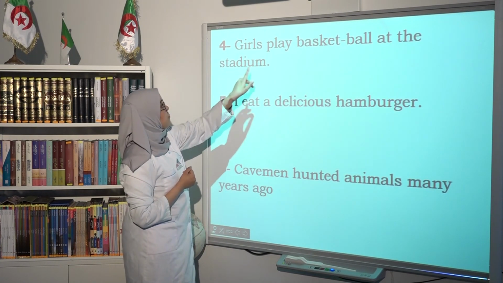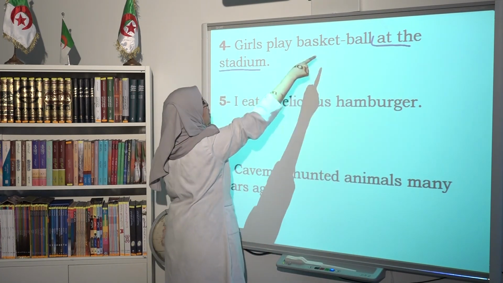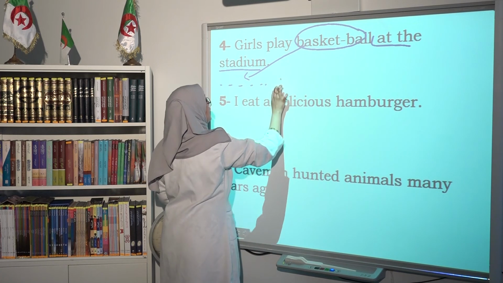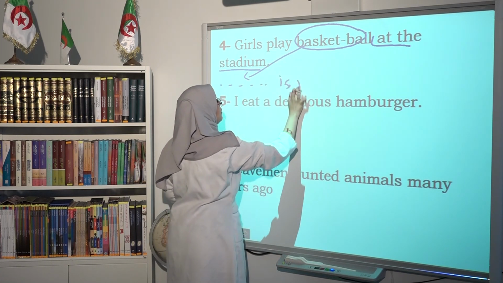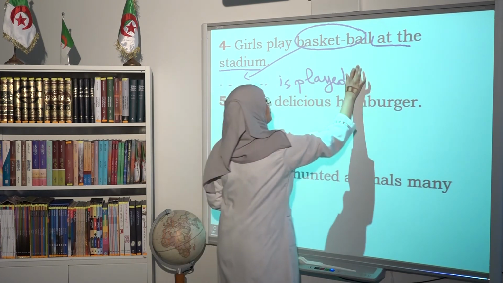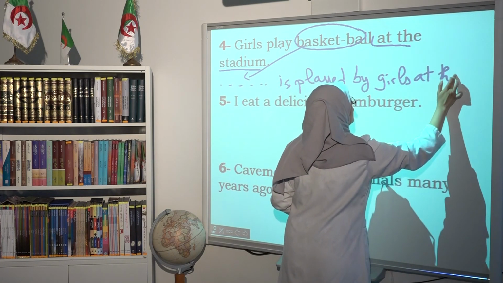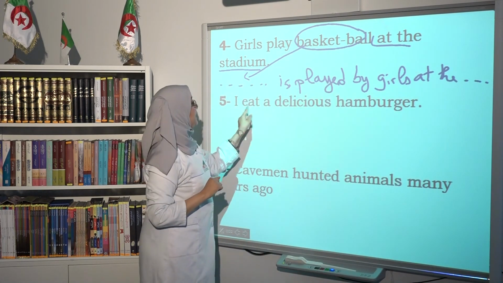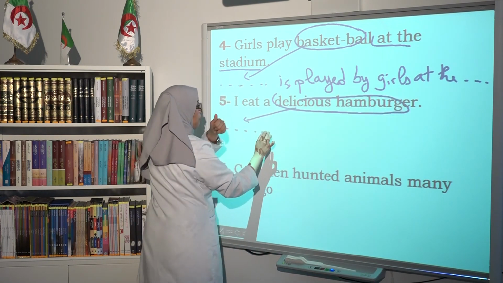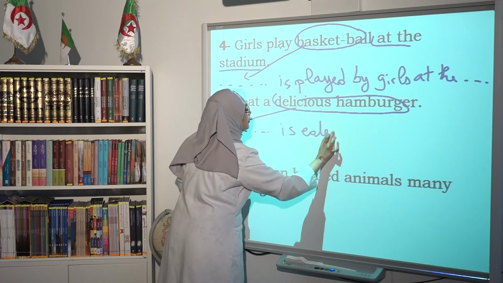Now, girls play basketball at the stadium. At the stadium, at the end of the sentence. So I should start with basketball. Basketball, singular, is, what's the past participle? It's a regular verb, so played. Basketball is played by girls at the stadium. I eat a delicious hamburger. A delicious hamburger, one, singular, is, what is the past participle of eat? Eaten. Is eaten by who? By me.